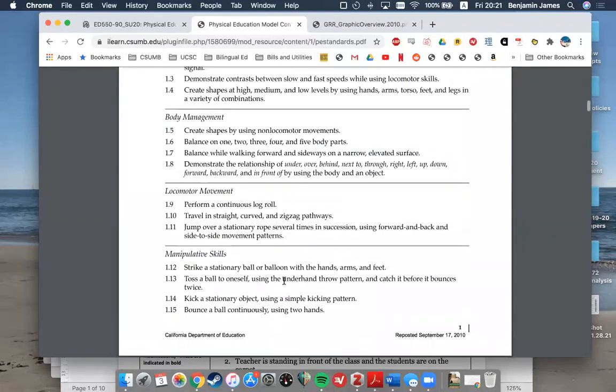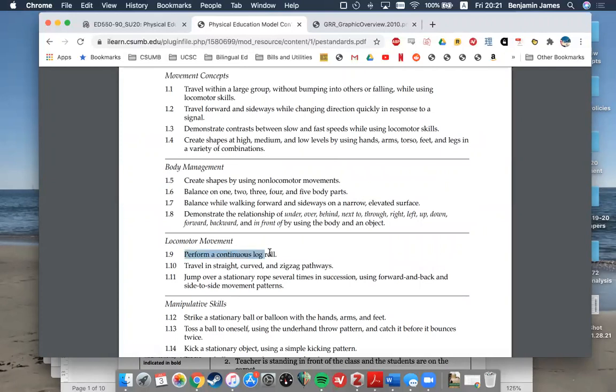But for some of the locomotor movement, perform a continuous log roll. Okay, I'm imagining a whole room of kindergartners rolling on the floor, and it's making me laugh right now. But this is a pretty closed assessment. If your assessment is students will be able to perform a continuous log roll, okay, we could probably do a little bit more than that, right? We might be able to tie in another locomotor skill, or students will be able to perform a continuous log roll forward and backward, as well as jump over a stationary rope several times in succession. So we might have another standard here, just because this is a very closed assessment.